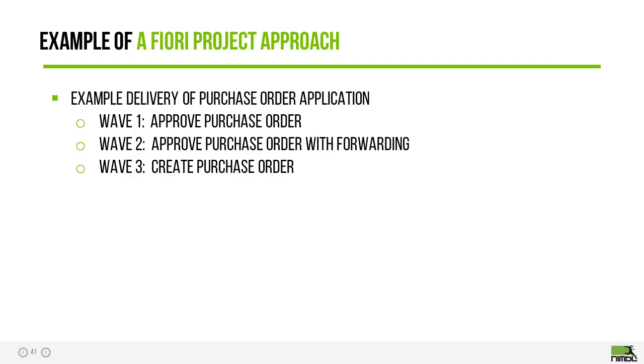So here's a real-world example of a successful project in which we released in waves or phases. As you can see, each wave was either introducing something new or enhancing existing functionality. For this particular project, we started off with approved purchase order, and that was released in a wave. And then it was in production for a couple of weeks, and then we started a second wave. We enhanced the same approved purchase order application and added a forwarding ability to it. After that was accepted, it was very popular, so we moved on to the create purchase order application.